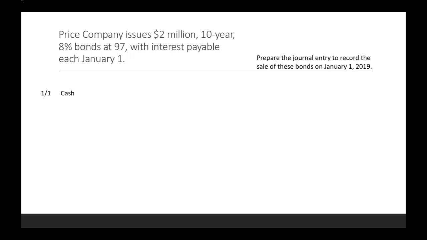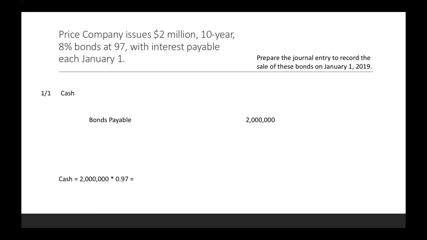We're still getting cash though, right? Companies issue bonds to get an influx of cash. So we will be debiting our cash. We'll be crediting bonds payable. Bonds payable is always going to be the face value of your bond. So we said our face value was $2 million. So we'll credit bonds payable for $2 million. Our cash amount we're going to need to calculate.